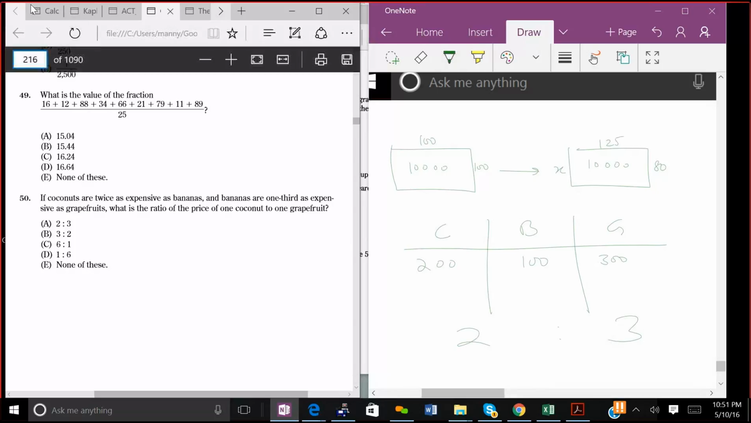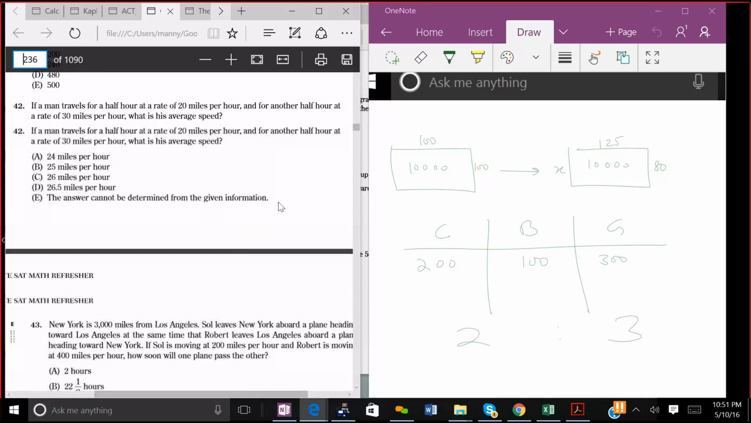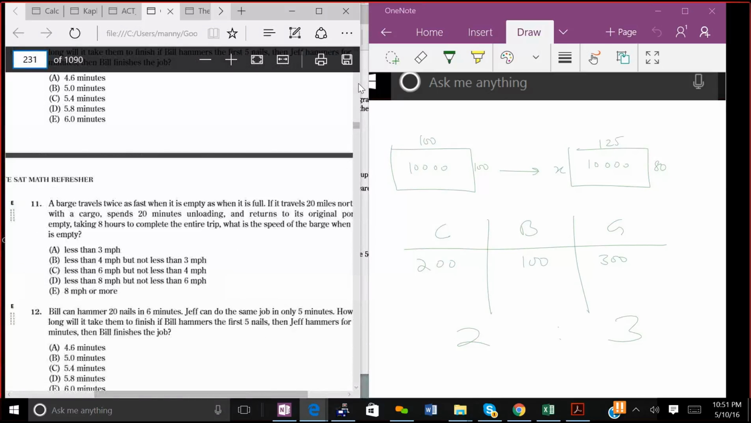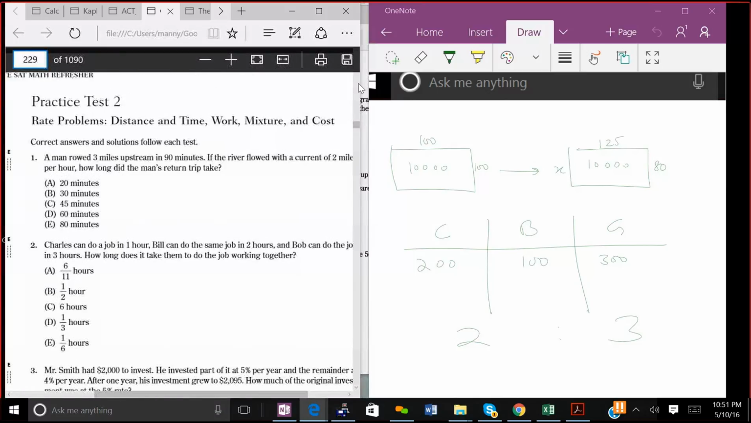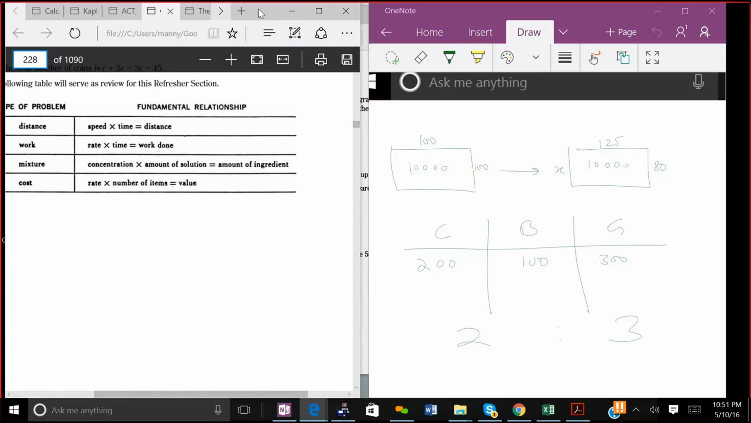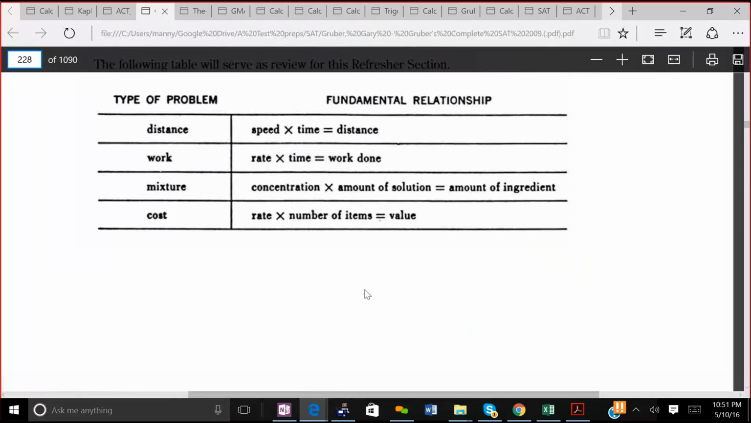Sure. Let's do some rate problems. Speed times time. I need to show you this first. I'm going to add a few more formulas. Okay. Green screen. And I'll put it here.